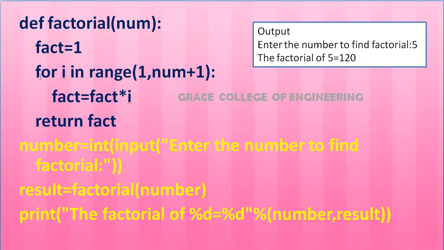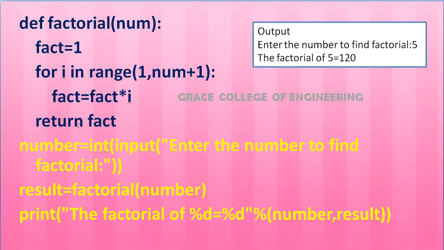And we use the for loop. For i in range of a sequence of numbers from 1 to num plus 1. If you have 5 in num, then 5 plus 1 will be taken. Why am I giving plus 1? Because in Python range leaves the last element, so it will be calculated up to num. Next, fact is equal to fact into i. It will be multiplied and stored in fact, and it will be returned as the output.